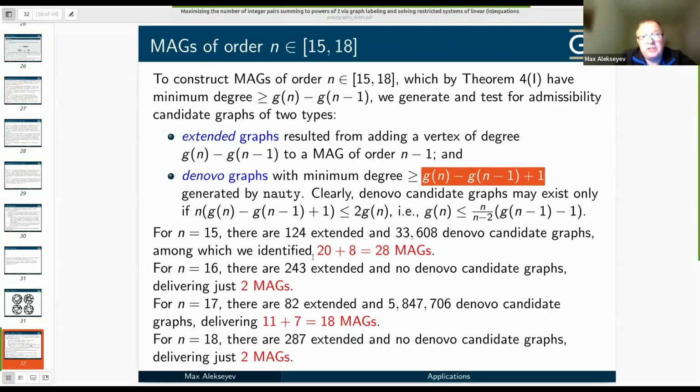And for n equal 15, it turns out that there are 20 extended and 8 de novo max, so the total is 28 max. For n equals 16, there are just 2 max. For n equals 17, there are 11 extended and 7 de novo max. And for 18, there are just 2 max.